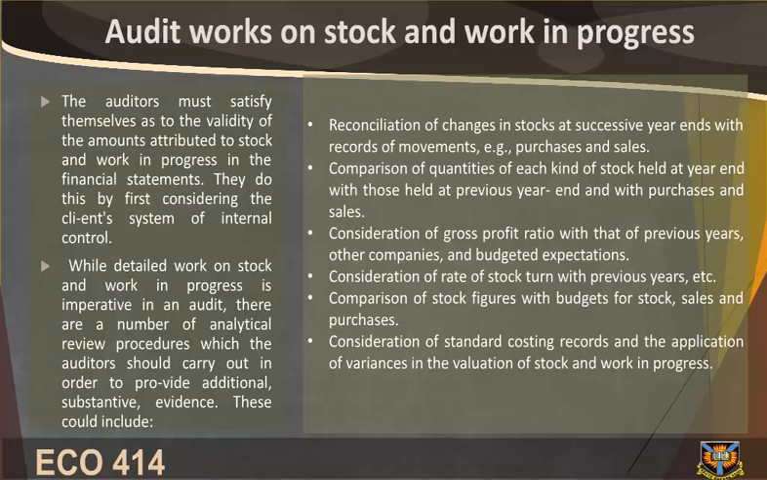Consideration of gross profit ratio with that of previous years, other companies, and budgeted expectations. Consideration of rate of stock turn with previous years, and so on. Comparison of stock figures with budgets for stock sales and purchases. Consideration of standard costing records and the application of variances in the evaluation of stock and work in progress.